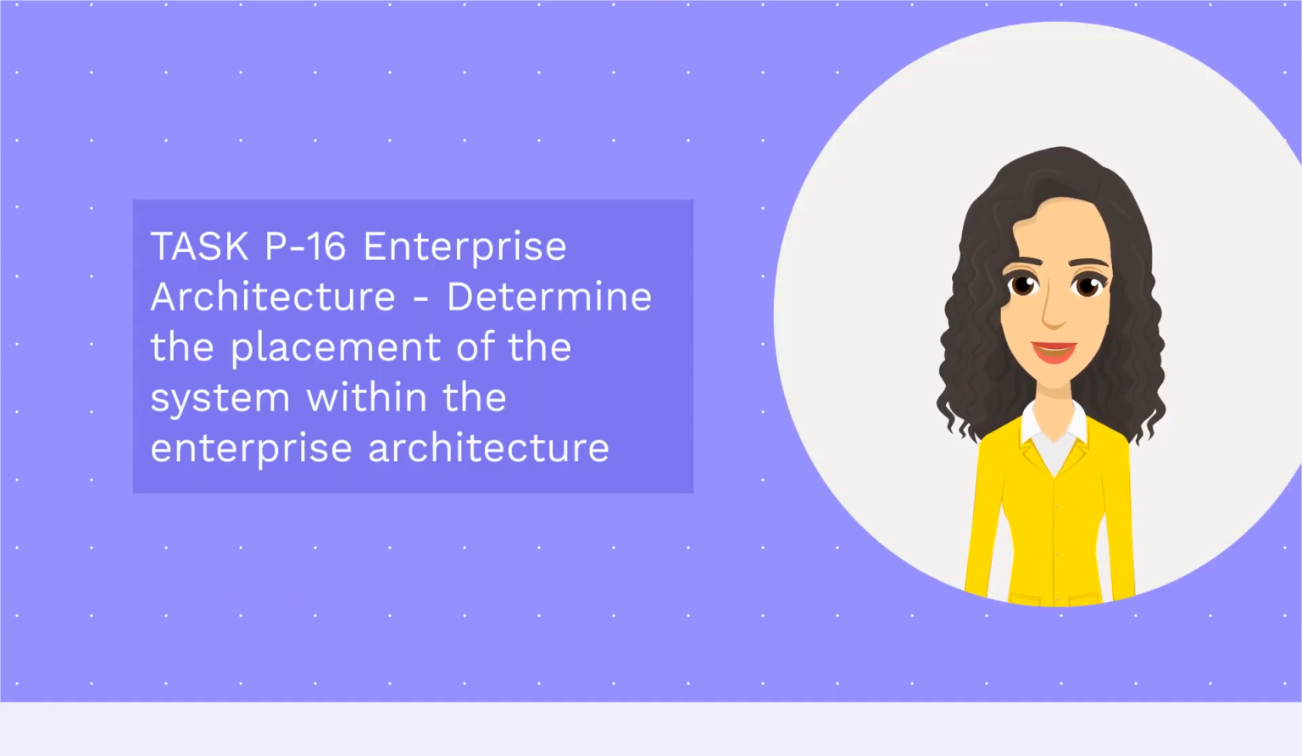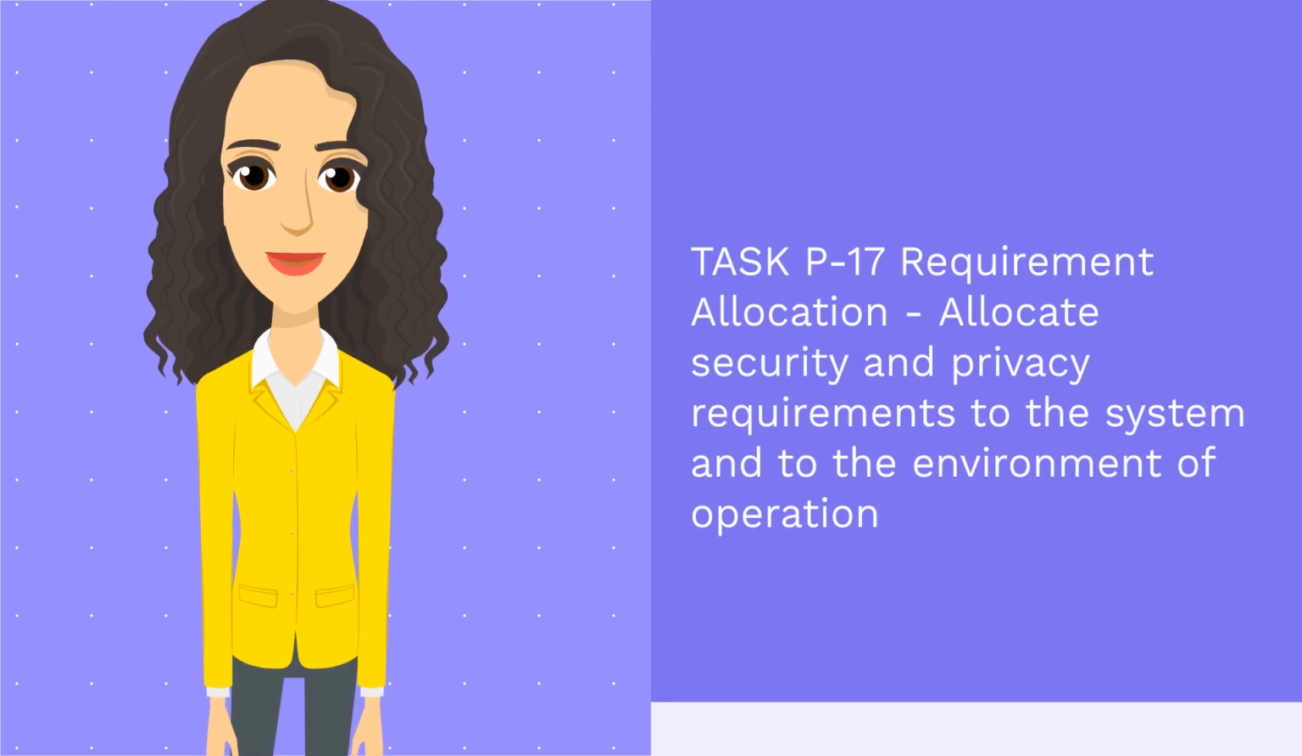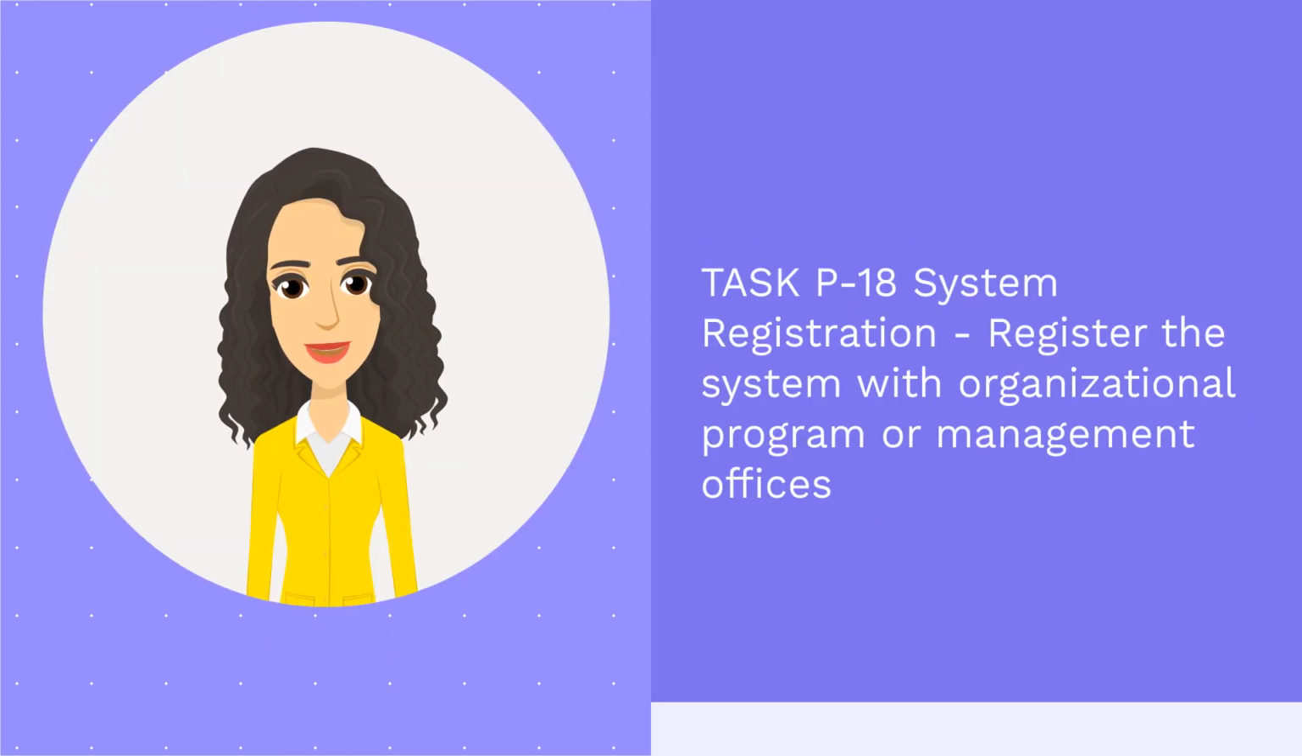Task B16. Enterprise architecture. Determine the placement of the system within the enterprise architecture. Task B17. Requirement allocation. Allocate security and privacy requirements to the system and to the environment of operation. Task B18. System registration. Register the system with organizational program or management offices.